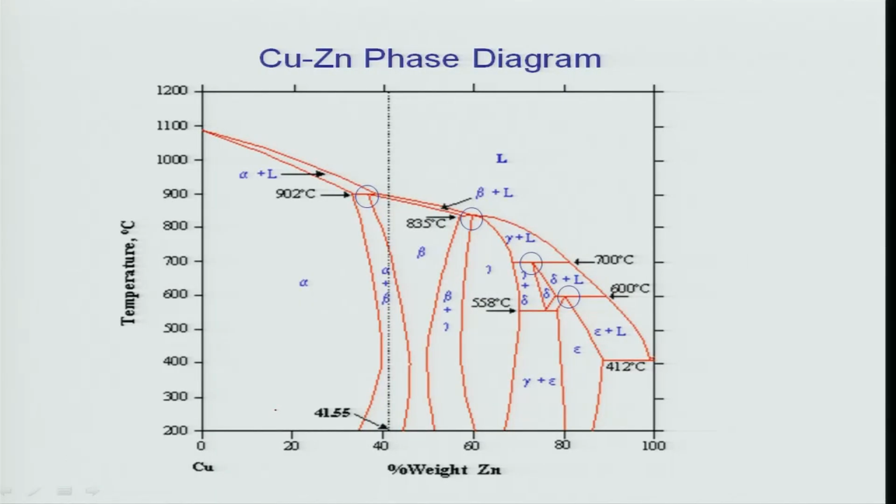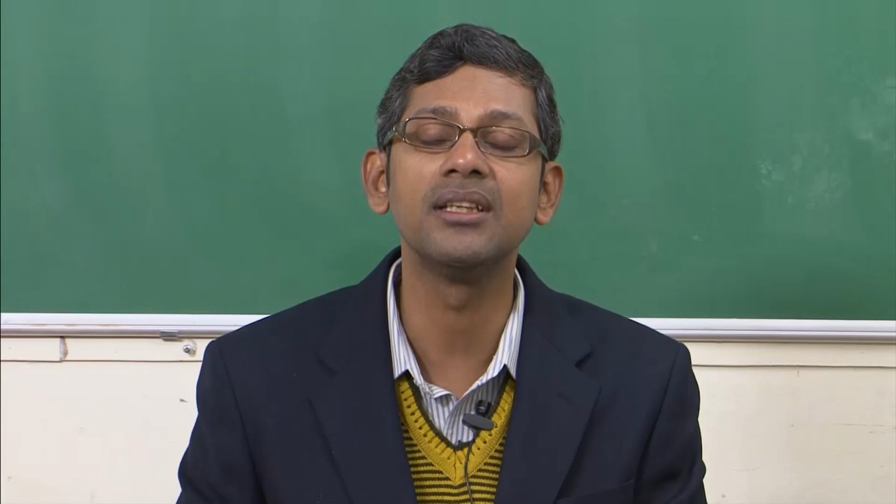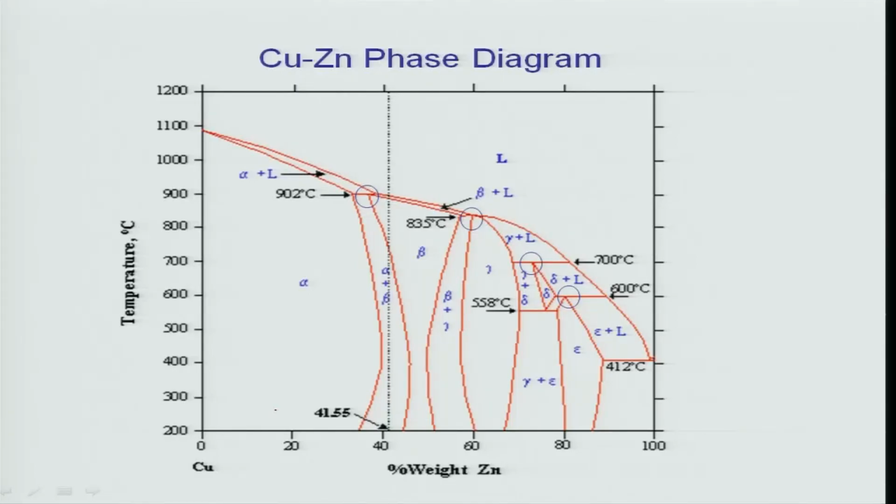This is the classical copper zinc phase diagram, and we know that copper zinc alloys are called brass, and they are widely used in different applications, not only cooking utensils earlier, but also in different kinds of defense applications, like even cartridges are made of brass. So there are different types of brass: alpha brass, beta brass, epsilon brass, and all of them are marked here. But the important thing is that in this phase diagram there are at least 5 peritectic reactions. All of them are marked by this circle.